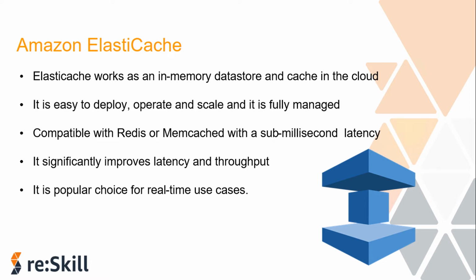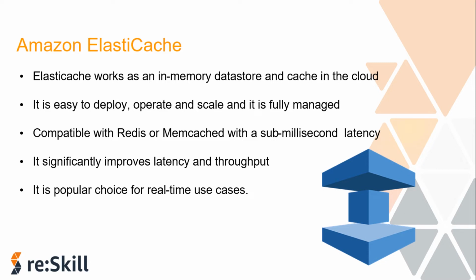Also, you can choose between Redis and Memcached based on your needs. There are certain special features with both, like ElastiCache for Redis is highly available and ElastiCache for Memcached is multi-threaded. So both have certain similarities, and both have certain differences.